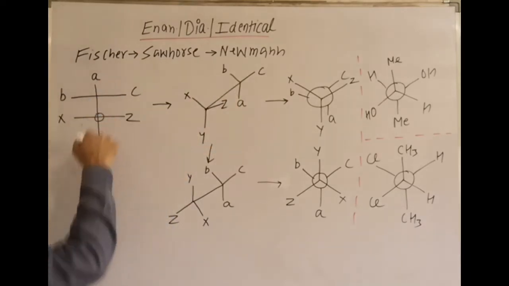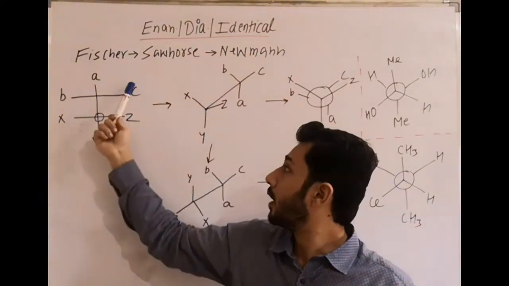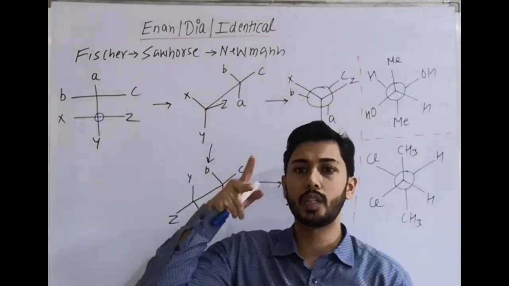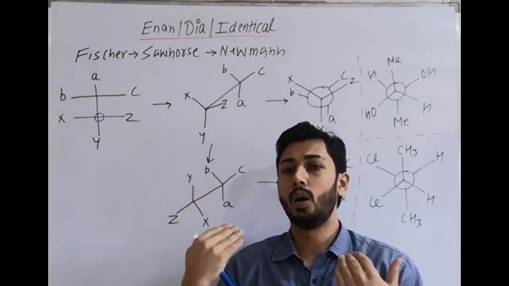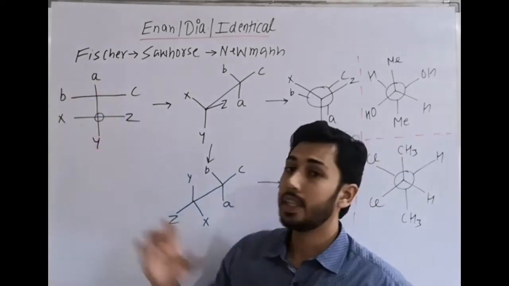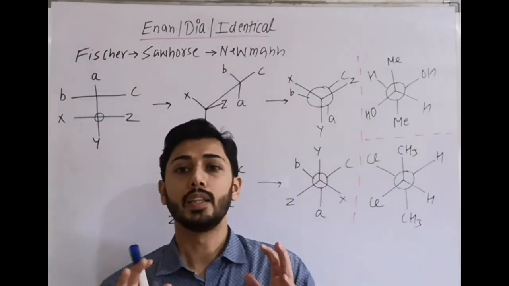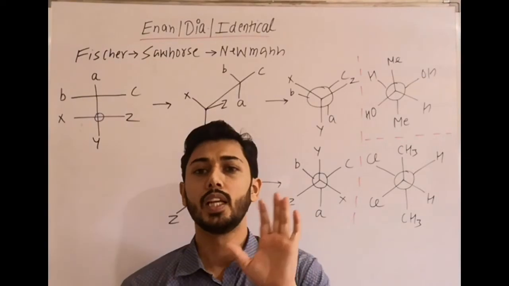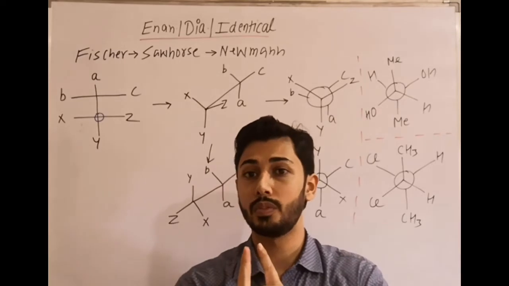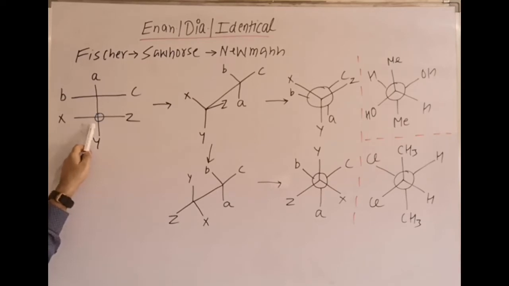Now in Fischer projection you can easily see, in front of group A, Y is there, exactly C, Z is there, B exactly X. If you remember Fischer projection, vertical line groups are below the plane, away from the observer, and horizontal groups are above the plane, towards the observer. So A and Y are exactly in front of each other, Z, C, B, X are exactly in front of each other. That means Fischer projection is simply the eclipsed form of Newman or of Sawhorse, where each group is in front of each other.